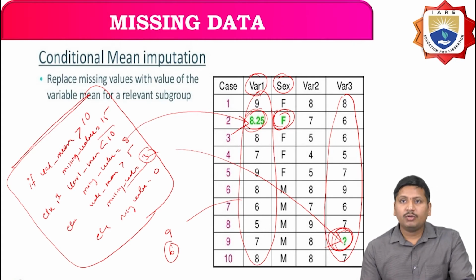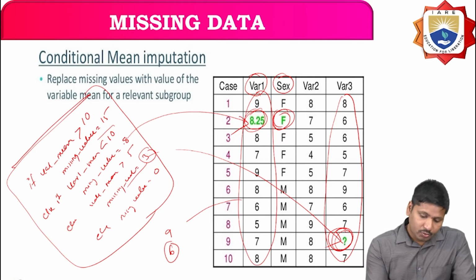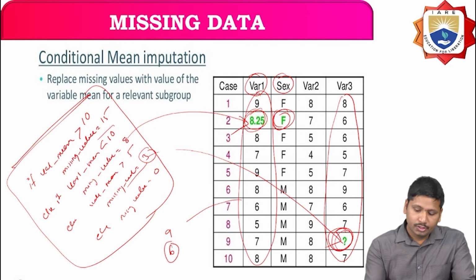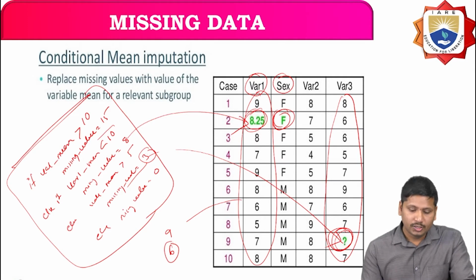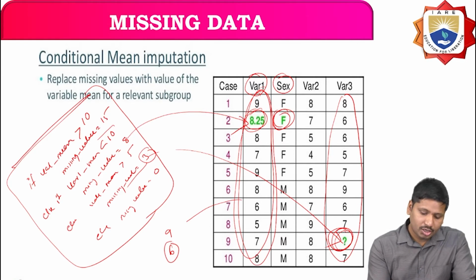Right? So in conditional mean, you have to calculate the mean value of the variable based on the conditions, and that one is going to be filled in as the missing value. This is one of the applications. I'm going to calculate the mean. Initially I have to define the conditions, and based on that I fill the missing value. Here I have to calculate the mean value of this variable, and this mean value is going to be filled based on the condition. So that value is going to be filled here.